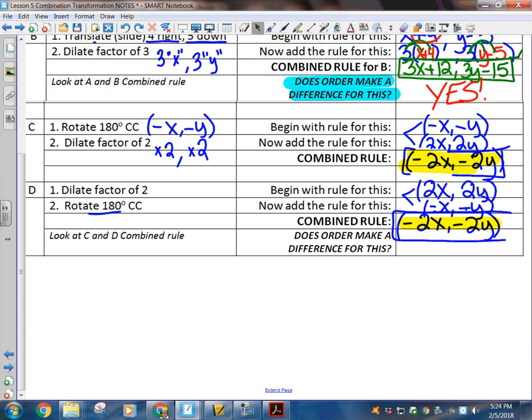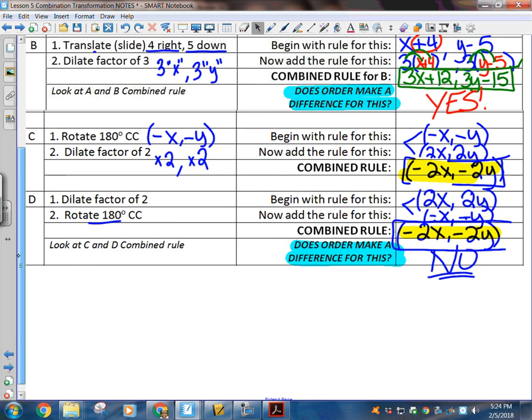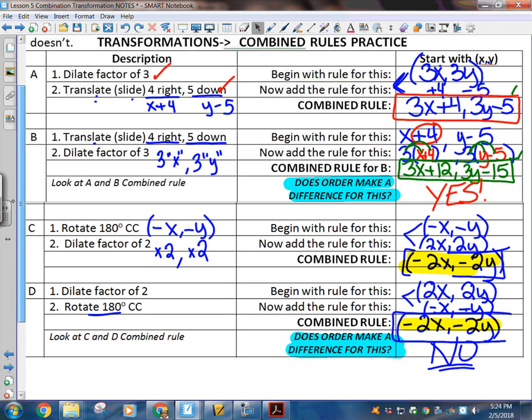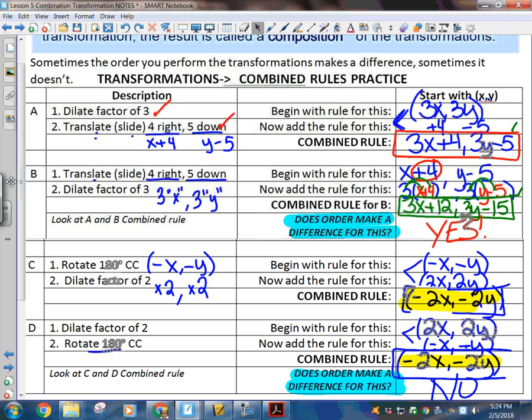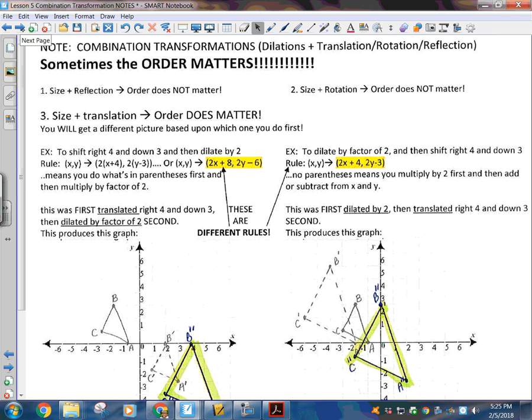So does order make a difference for this? And the answer is no, it really doesn't. So some transformations, the order matters. Some transformations, it really doesn't. So let's go back and look. When we did the dilation and the translation in part A and B, we got a big yes. This part right here, it says yes. That tells me that there's a difference. Now, what I did is I actually had to put this into practice.